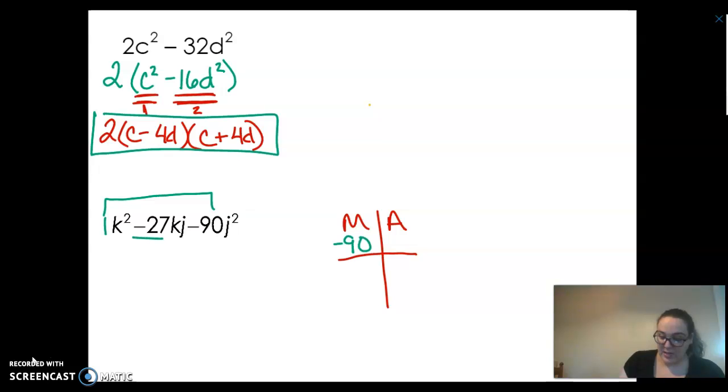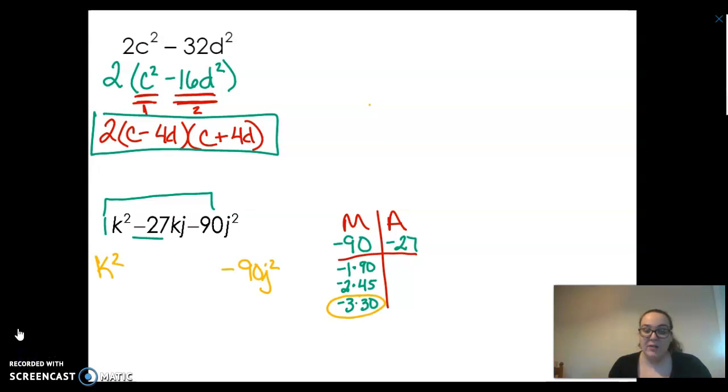And I'm adding to negative 27. I want you to pause and find your factors. Alright, those factors were negative 3 and 30. What's important here, it doesn't matter what order they go in, but what is important is that when you put the negative 3, it has a k and a j, and when you put the positive 30, it also has the k and the j. Order does not matter.